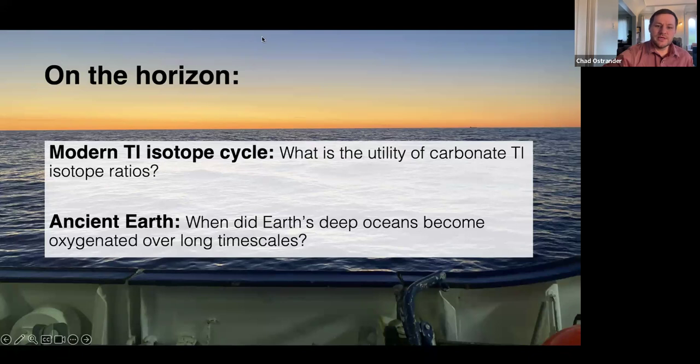I thought it was worth showing that myself and others are trying to move thallium isotopes into carbonates, and so more on that in the near future. What is the utility of carbonate thallium isotope ratios? We know it works well in shales, but what can we do with this potential archive?